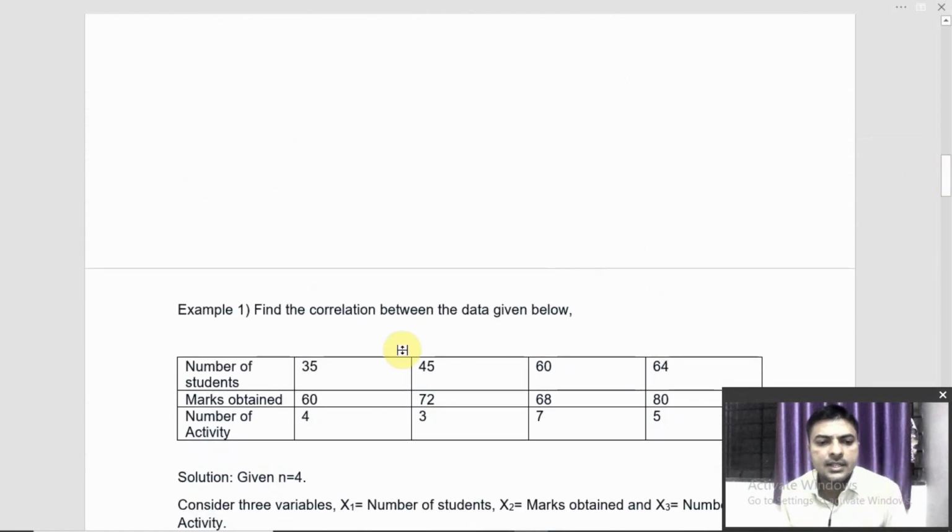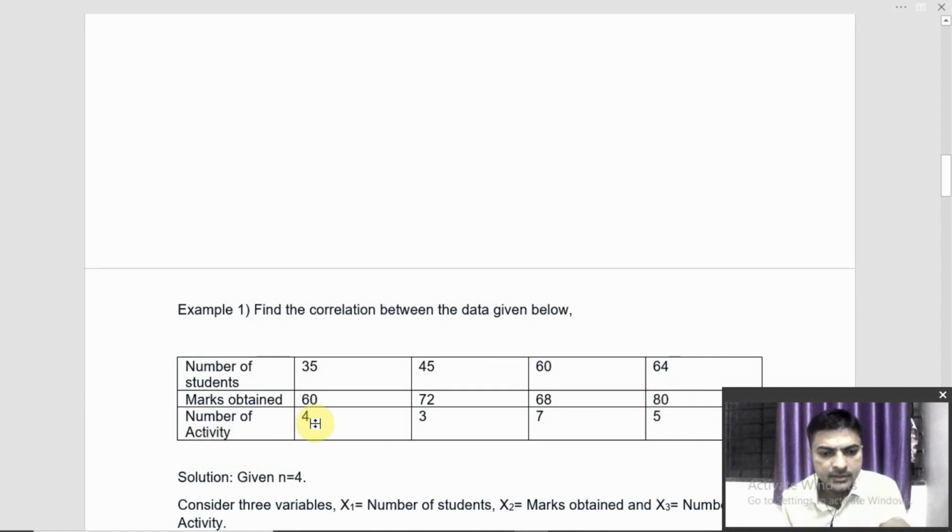So here we take the example: find the correlation between the data given below. Number of students: 35 in one class, 45 in one class, 60 in one class, 64 in one class. Marks obtained, on average: from 35 students 60 marks is the average, from 45 students 72 is the average, from 60 students 68 is the average, from 64 students 80 is the average.